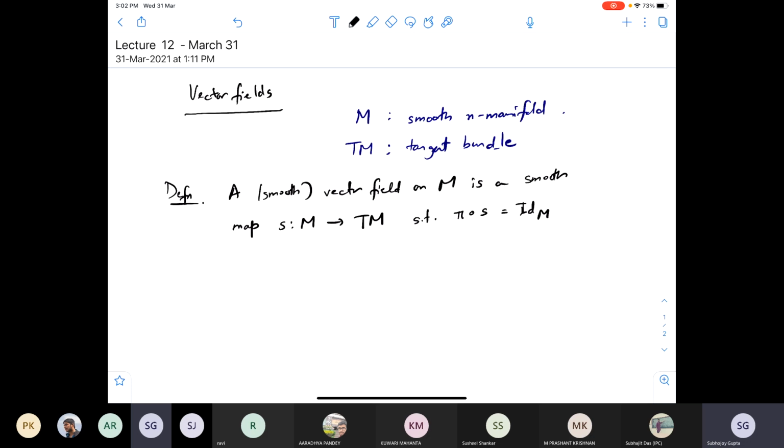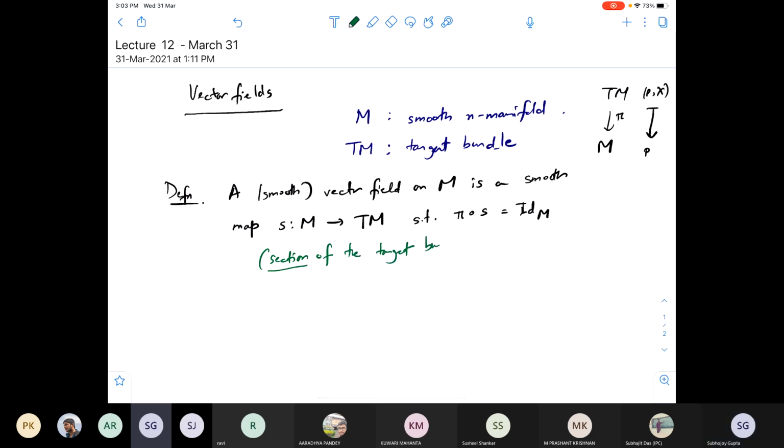Okay, so remember there's a projection, that's what I was calling pi, from the tangent bundle to the underlying manifold, where the point P comma vector goes to the point P. So that's this pi over here. This kind of map is also called a section. It's a section of the tangent bundle. So sections of the tangent bundle give you vector fields.